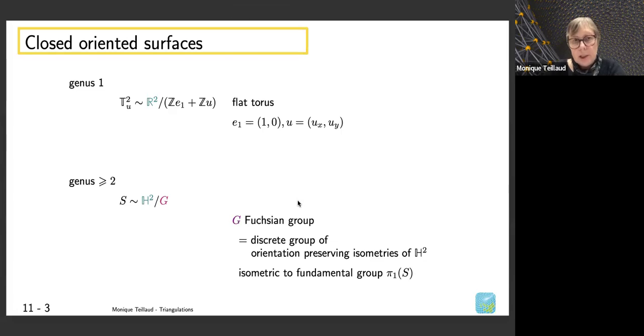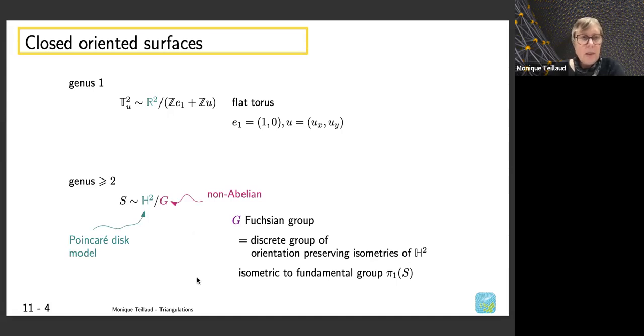And in higher genus, those surfaces are hyperbolic, and they can be seen as the quotient of the hyperbolic plane under the action of a group. This time, it's also a group of translations, but hyperbolic translations. So it's a Fuchsian group, a group of orientation-preserving isometries of the hyperbolic plane. It's isomorphic to the fundamental group of the surface. One important property is that those isometries don't commute. This is a major difference compared to what happens in the Euclidean case.